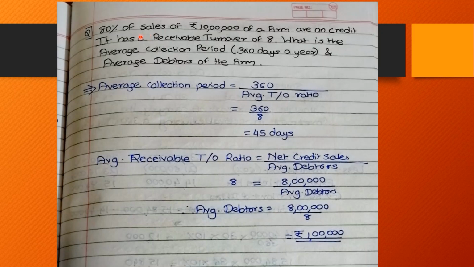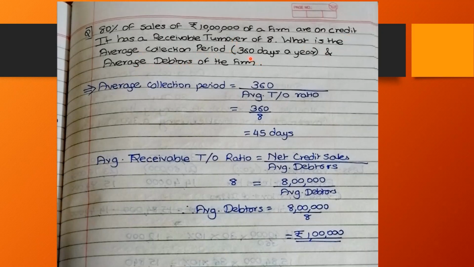First is, here it is given that 80% of sales of rupees 10 lakh of a firm are on credit. So total sales are 10 lakh. In this chapter, what is important to us is just credit sales. So what are the credit sales over here? 8 lakh, 80% of 10 lakh. It has a receivable turnover of 8. The receivable turnover ratio has been given. What is the average collection period? So they have asked us the average collection period.